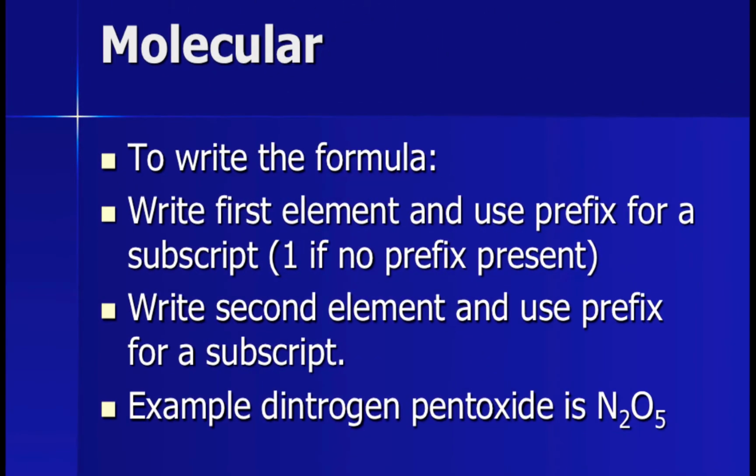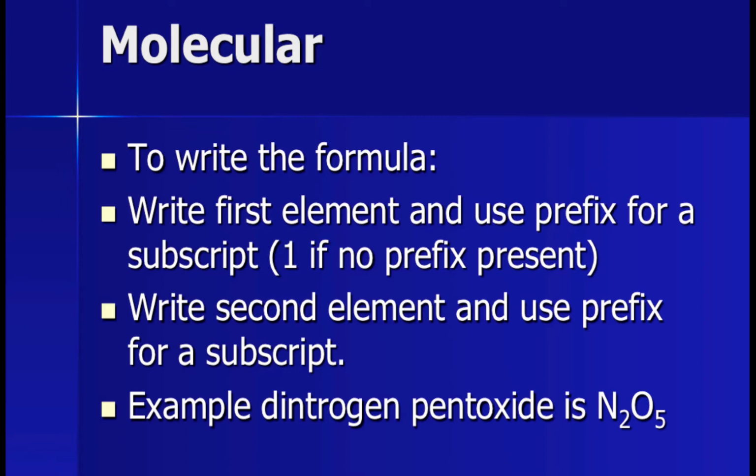Remember, there's three kinds of stuff. Two kinds of regular stuff and acids. So three kinds of stuff total. There's molecular or covalent stuff. There's ionic stuff. If you remember the molecular stuff, when we named it, we used prefixes. When we write the formula for it, we're also going to use the prefixes to help us.